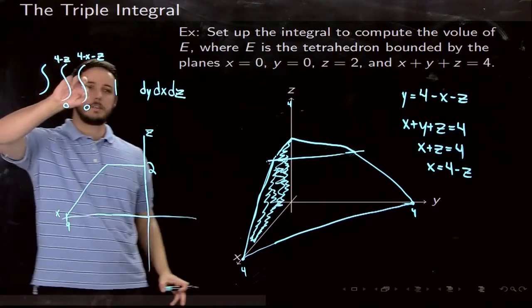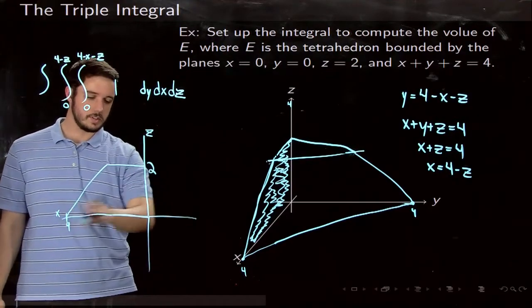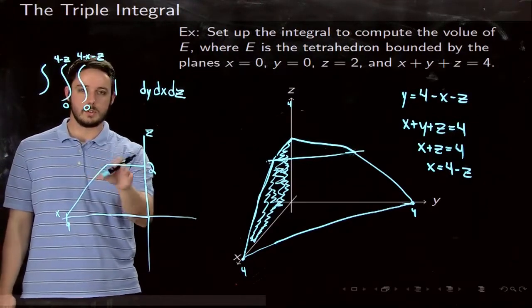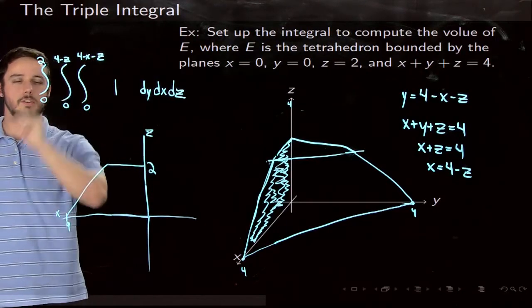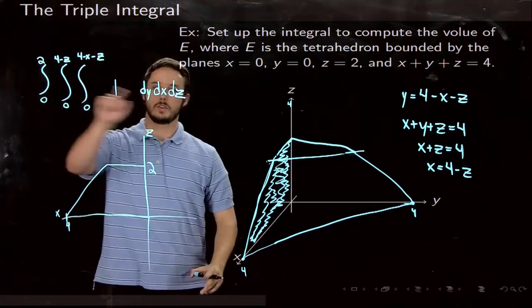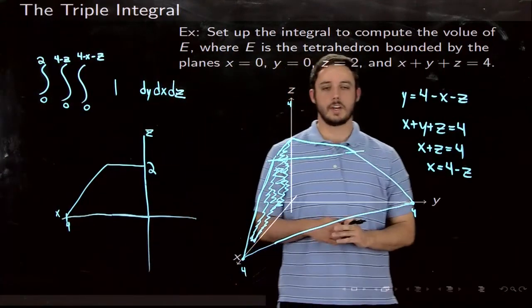Then finally, since we have our bounds for y and x, we just need to find our bounds for z. Well, z starts at 0 and then goes all the way up to 2. So these bounds are simple. It's just the integral from 0 to 2. And so this whole integral gives us the volume of this cutoff tetrahedron region.